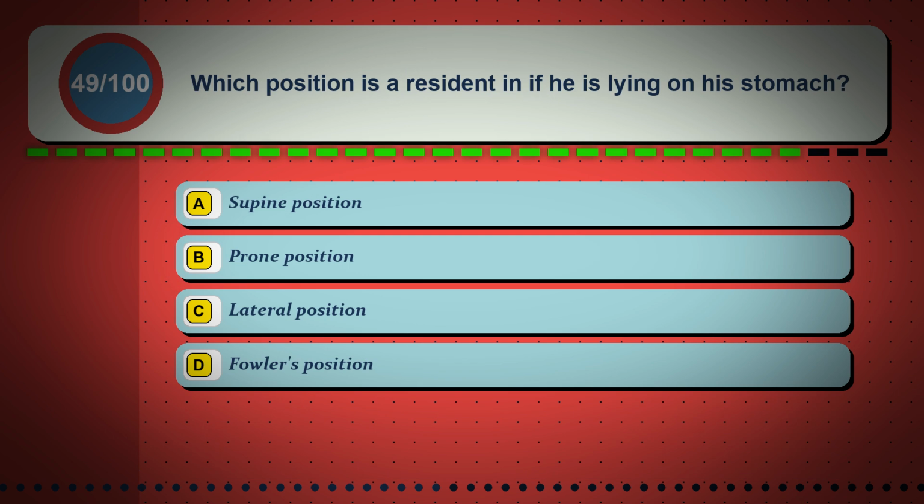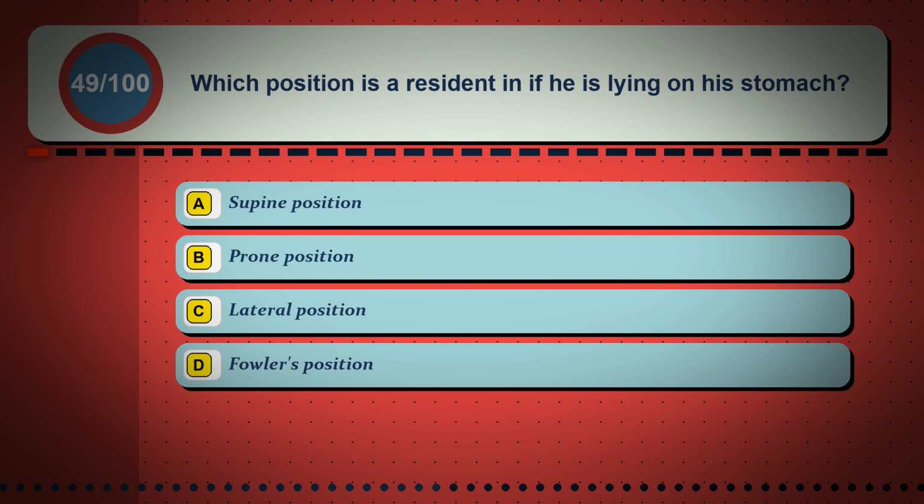Question 49. Which position is a resident in if he is lying on his stomach? Option A, supine position. Option B, prone position. Option C, lateral position. Option D, Fowler's position.